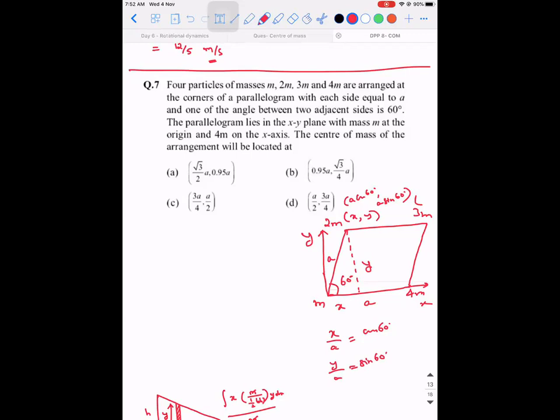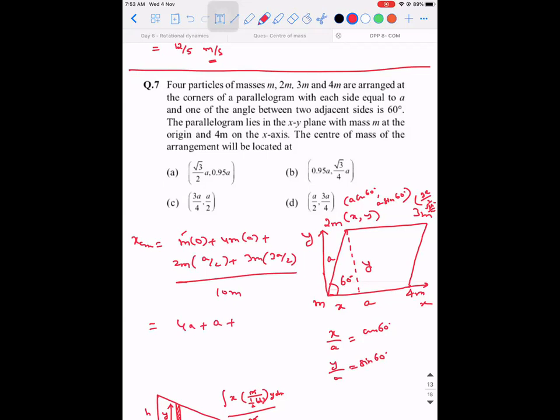3a by 2, root 3a by 2. Now it is easy to calculate. I hope you understood what I did. I multiplied the mass with the corresponding x coordinate. 4m plus m is 5m, 5m plus 5m is 10m, so m will get cancelled.